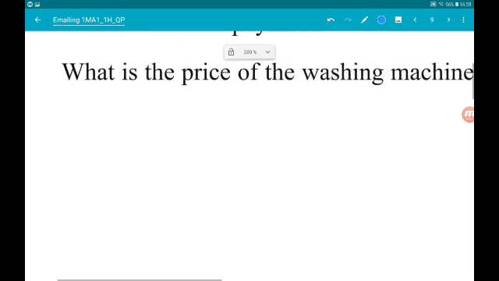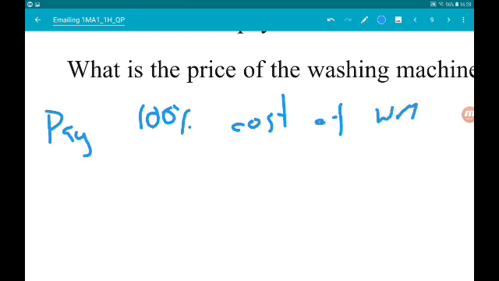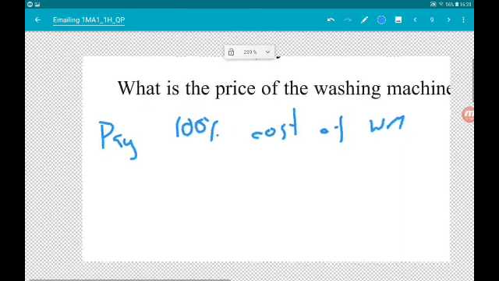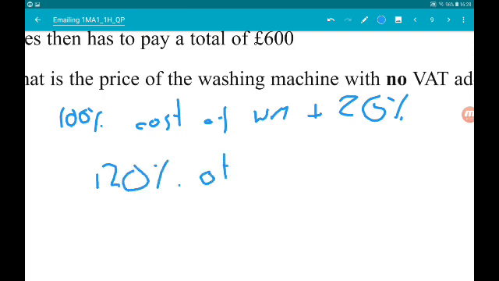Okay, so Jules. So we pay 100% of the cost of the washing machine, and then the VAT is 20% of the cost of the washing machine. So we're paying 100% of the cost of the washing machine, add 20%. So that means that 120% of the original cost is £600.